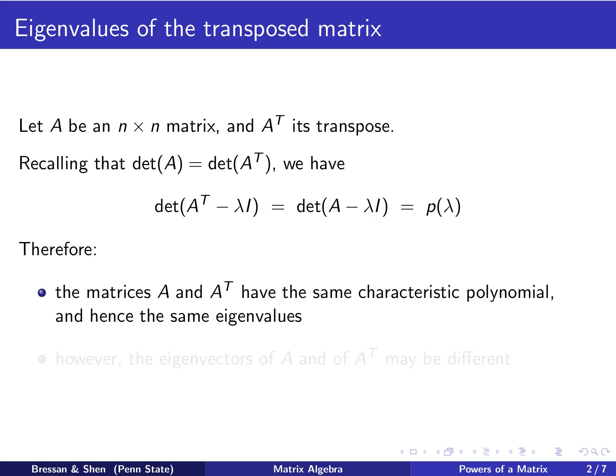So from this simple computation, we see that the matrix A and A transpose have the same characteristic polynomial, and therefore the eigenvalues are the same for both matrices. But be careful here, the eigenvalues are the same, but the eigenvectors of A and A transpose may be different.